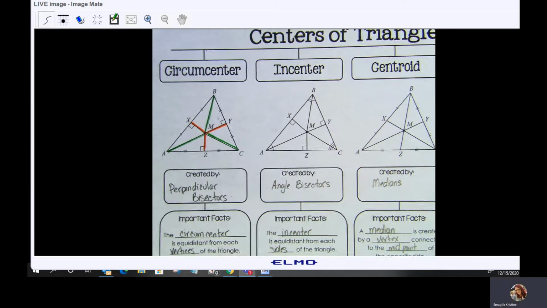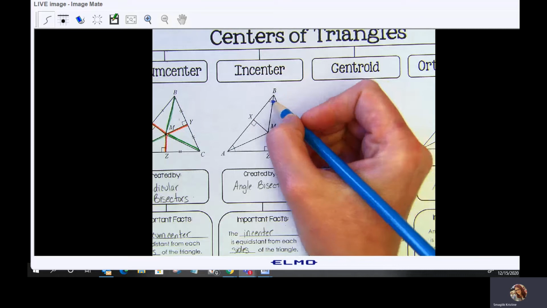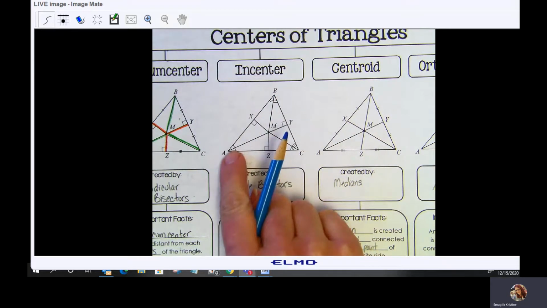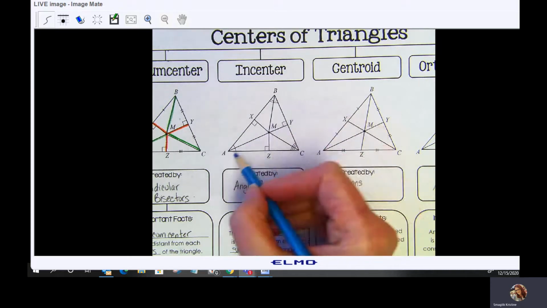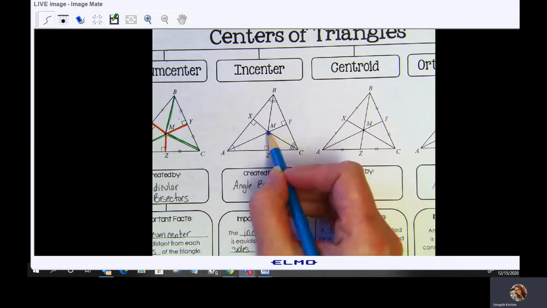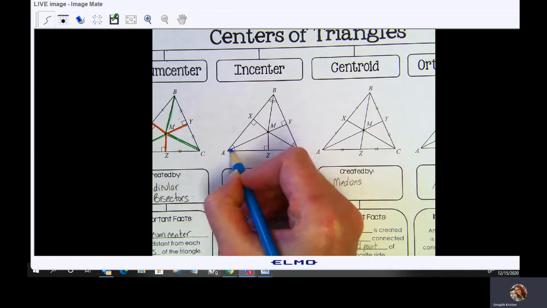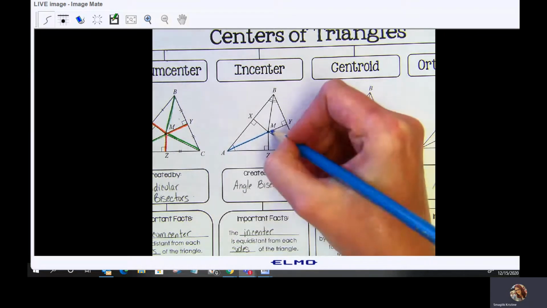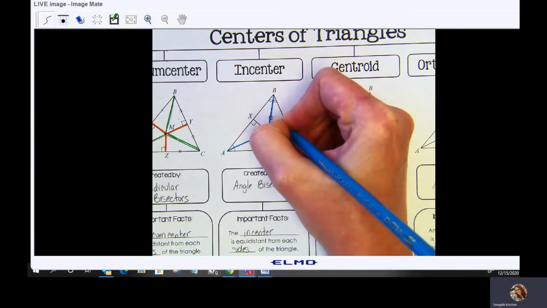Now let's take a look at the incenter. Incenters are created by angle bisectors. So if you look here at your vertices, notice those arc marks. That tells us that these angles are congruent. And what's happening here, these lines are bisecting. They're cutting this angle A into 2 equal parts, 2 equal angles. And they're intersecting at that point of concurrency that we call the incenter.